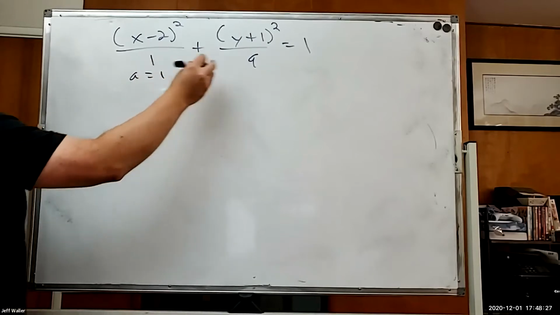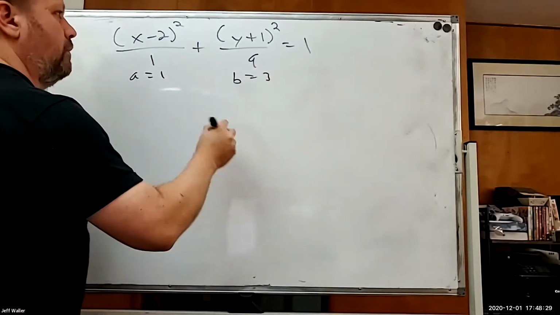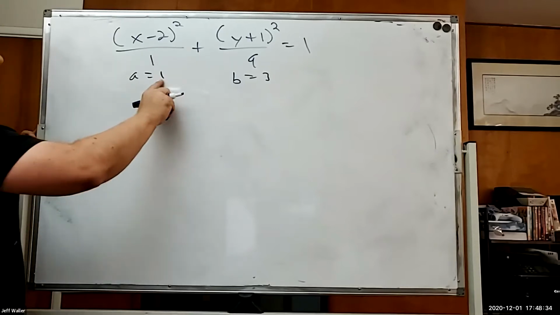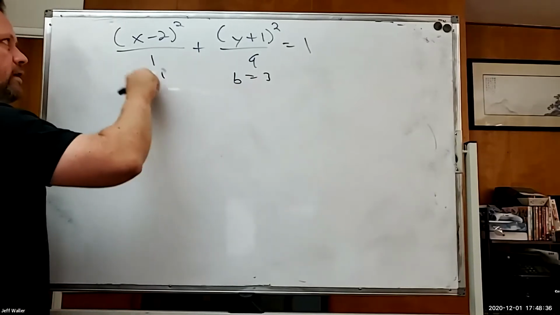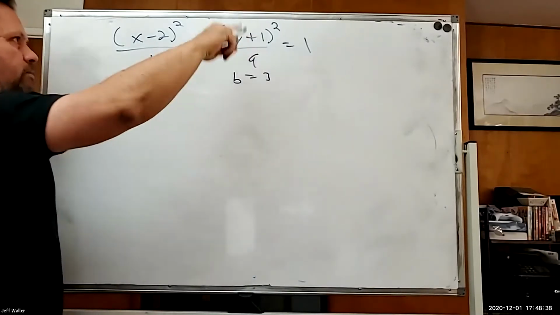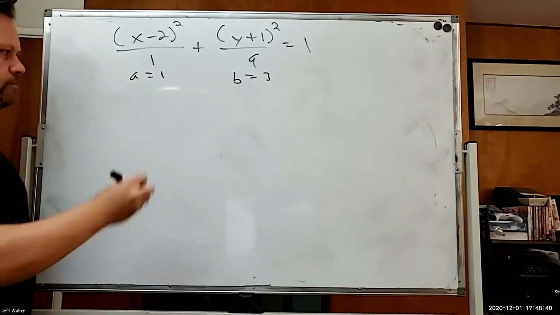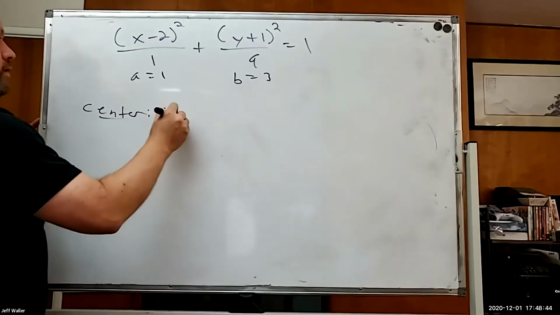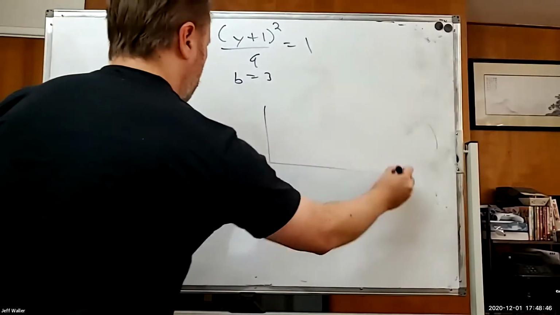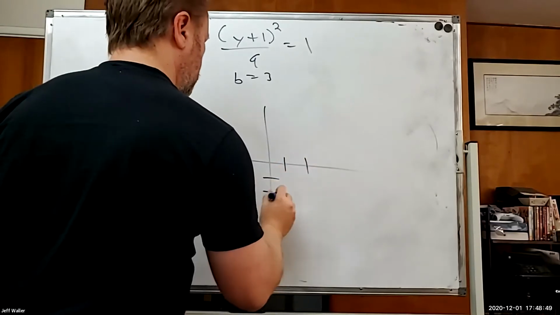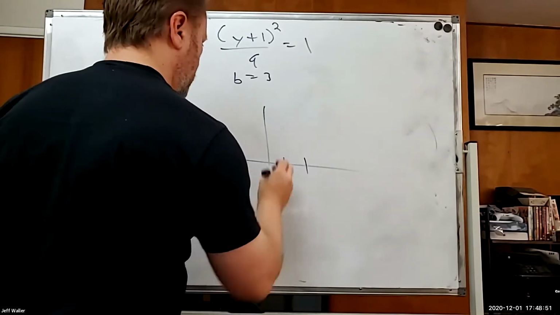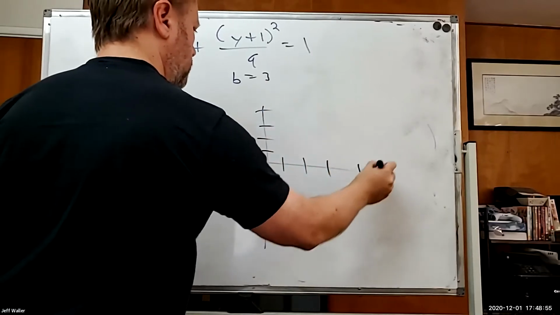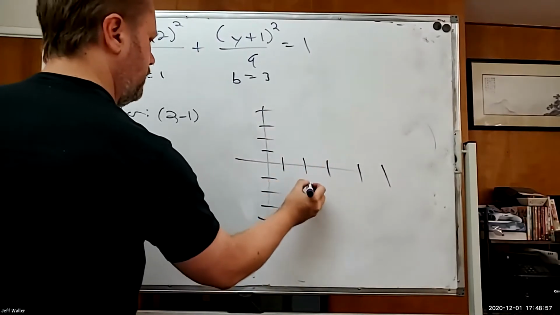A would still be 1, B would still be 3, but now where am I counting from? I'm still going to go 1 in the X direction and 3 in the Y direction, but where am I starting at? 2, negative 1. Yeah, now the center is 2, negative 1, so that's it. So you just set this bad boy up. Good job, Jeff. All right, so 2, negative 1 is now my center.